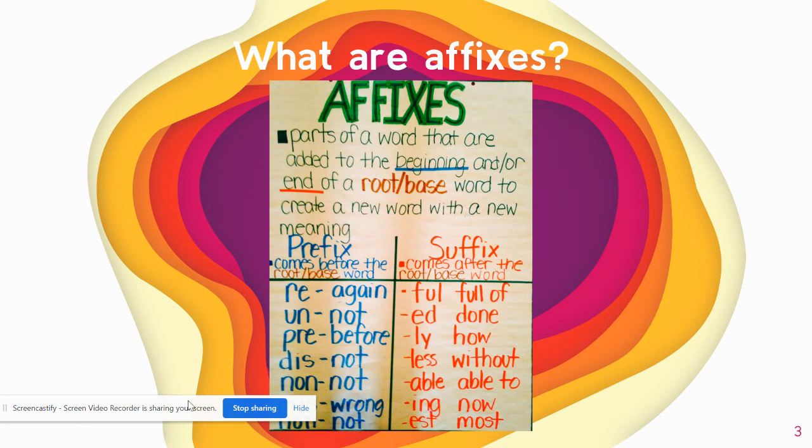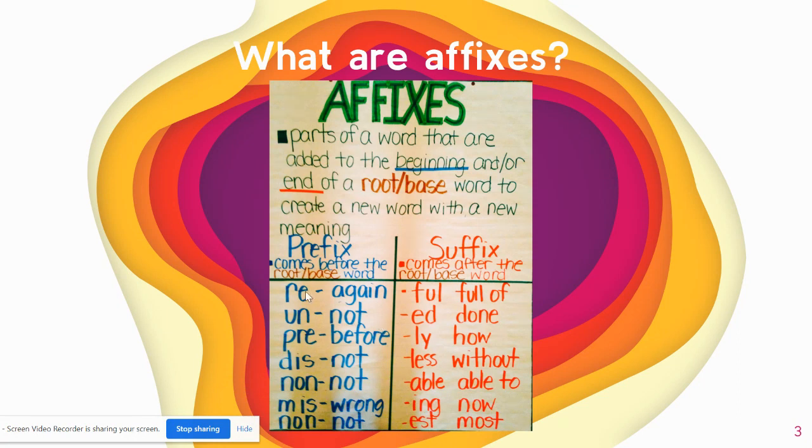Some examples of prefixes are re, un, pre, dis, not, miss, or non. And some suffixes we know come after the root word are full, ed, ly, less, able, in, or nest. So I have some examples for you. Our first word is happy. We know that happy means feeling really good, feeling glad. If I add the prefix un to it, unhappy, it changes the entire meaning of the word, right? We're not feeling happy. If we look at that, it tells us un means not.